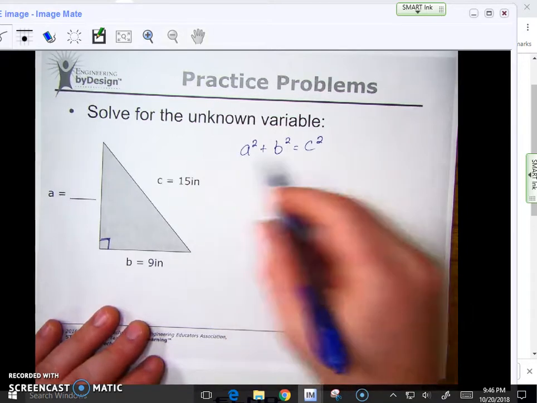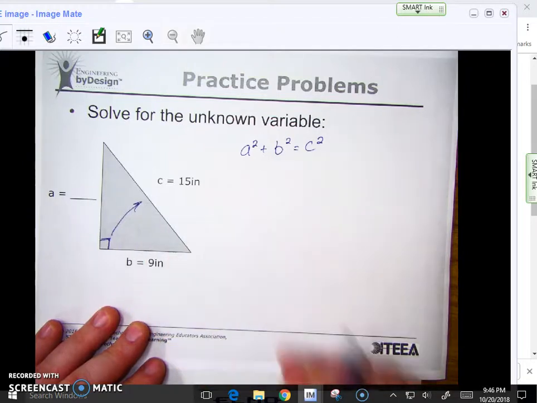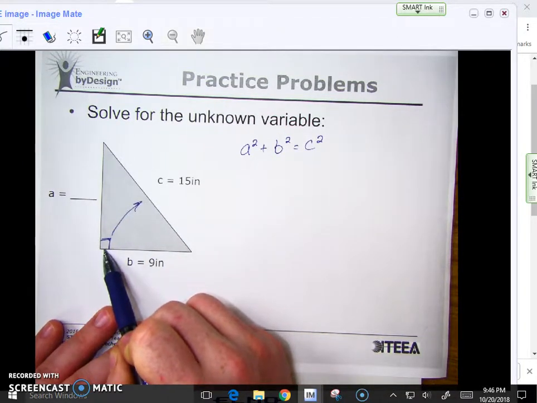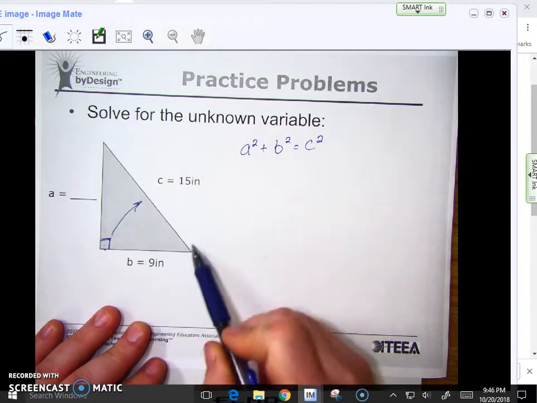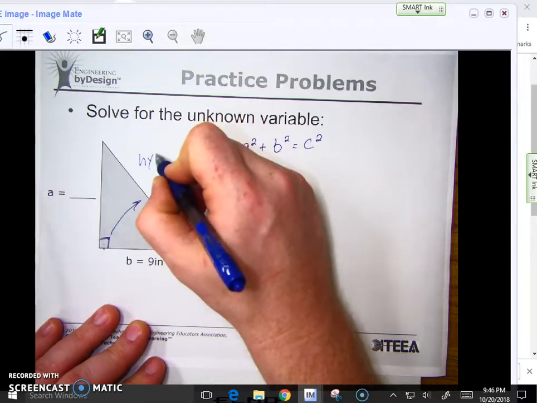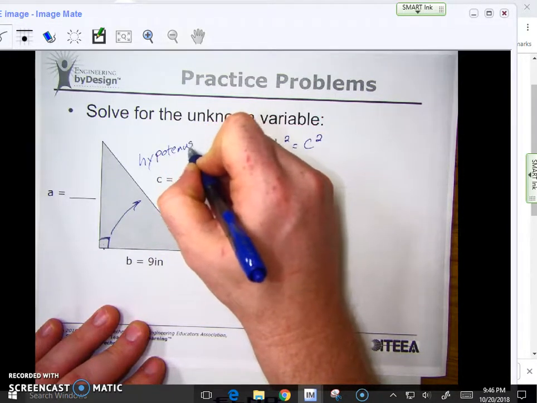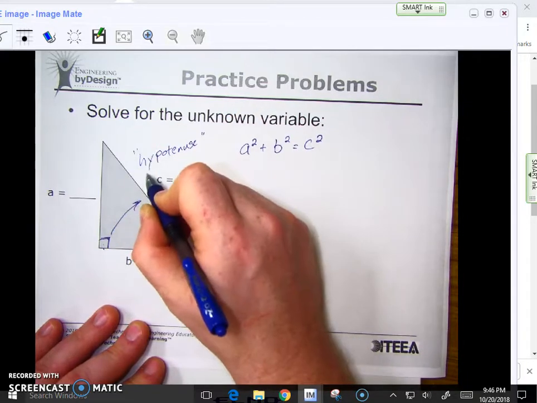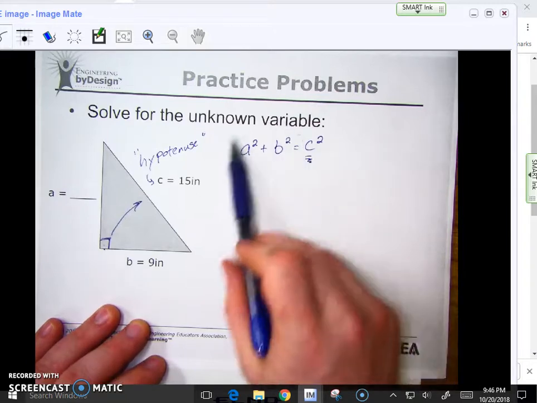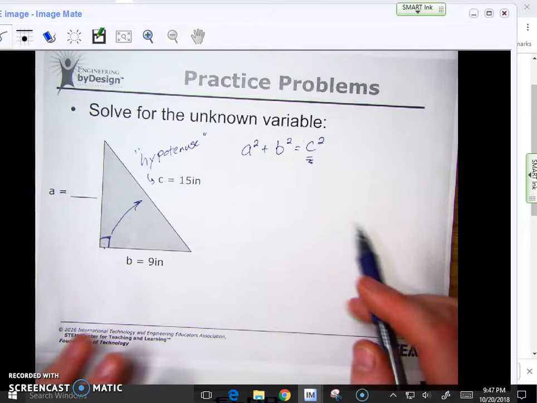And that's something you probably remember even if you didn't remember how to use it. C is a special side. That's the side that's opposite of the right angle. And since the biggest angle in a triangle is 90 degrees, that's always going to be opposite of the biggest side of a right triangle, which you, of course, remember is called the hypotenuse. So that's what C is, and you'll see C is all by itself on this side of the equation. The hypotenuse, if I'm writing my formula like this, C's the biggest side is going to be by itself.